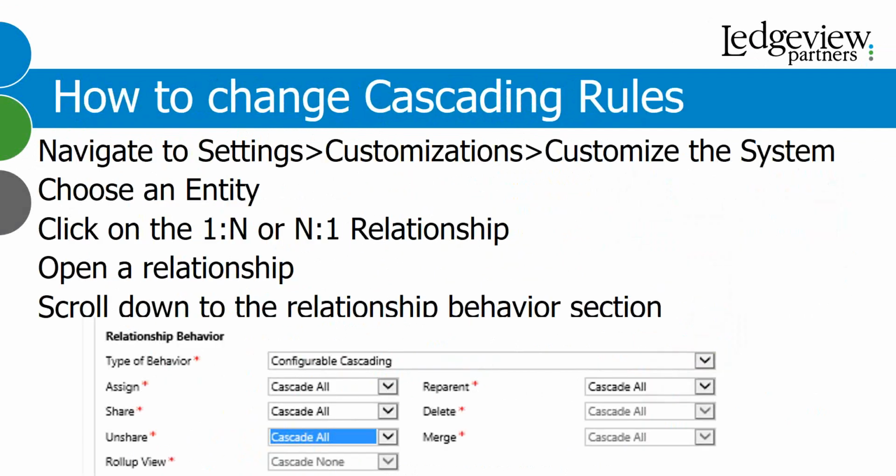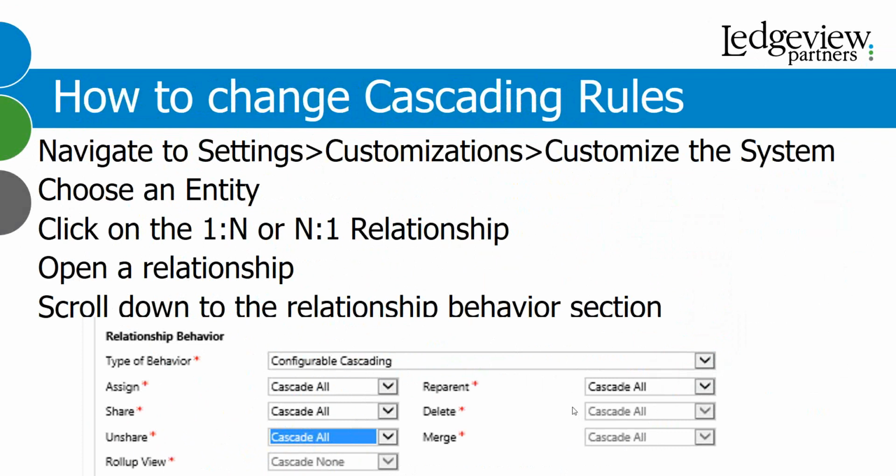Now, how do you change cascading rules? We're going back to our favorite area, customize the system. You choose an entity, so you should click that little drop-down white arrow next to the entity name, and then there's going to be one-to-n relationship. You can also do n-to-1 because that's simply the reverse of a one-to-n. You open the relationship and then you scroll down. So you choose a relationship, so accounts to contacts, accounts to opportunities, and then you scroll down to the relationship behavior section. And then if this isn't locked down, you could change the type of behavior to configurable cascading. Then this allows you to change these.